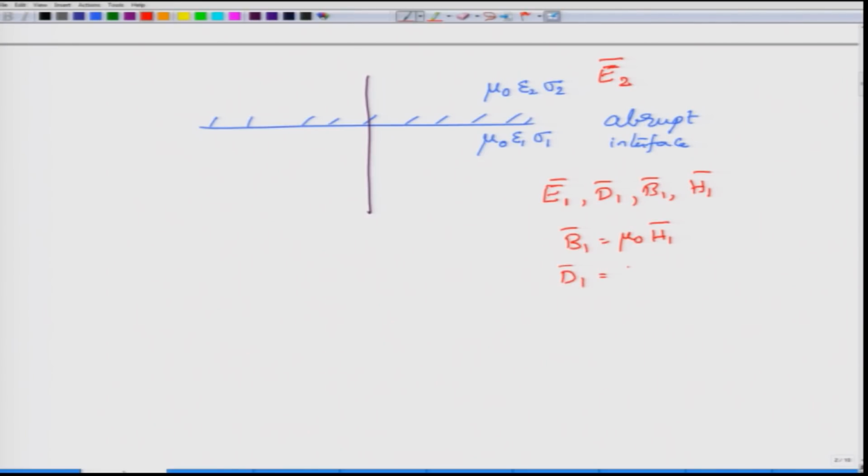So, if the medium is a perfect dielectric, then D1 can be written as epsilon 1 E1, where my notation epsilon 1 is actually epsilon 0 epsilon R1. So, instead of writing epsilon 0 all the time, I have combined it with the relative permittivity and called it the total permittivity epsilon 1.